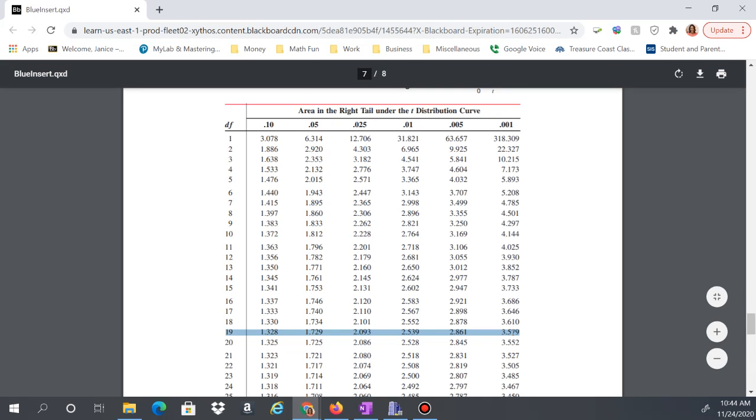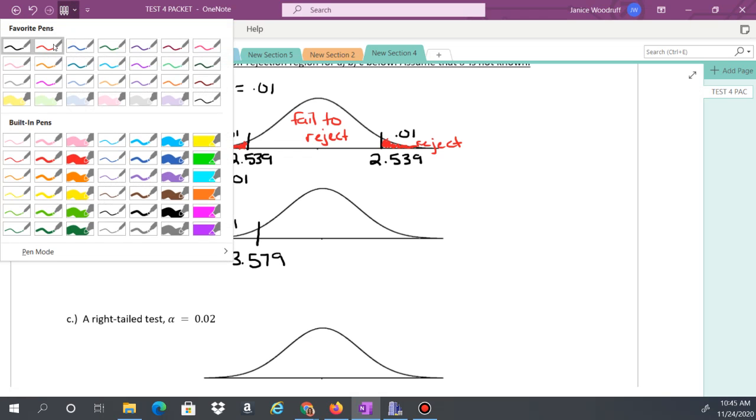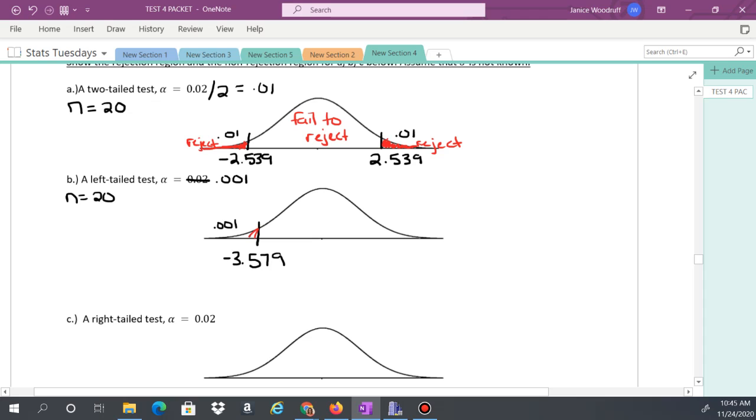So very last column here. Now the thing about it though is it's on the left side of my mean, which means it's a negative value. So it's going to just be a negative 3.579. And then my rejection region would be any critical value that is less than negative 3.579. So this would be reject, and then fail to reject inside here. I just draw a smiley face.